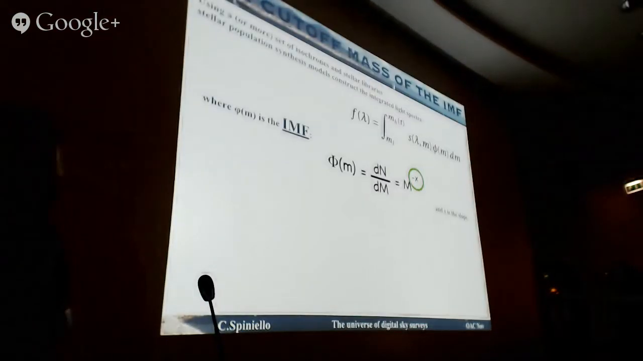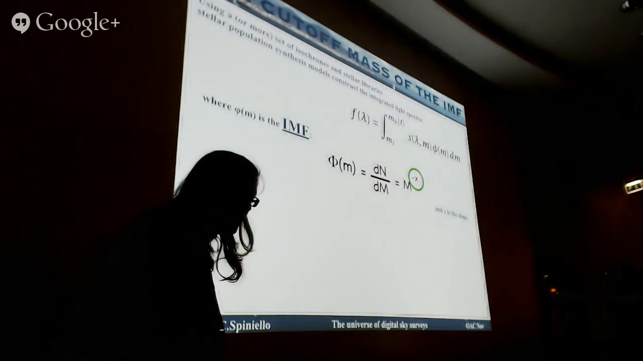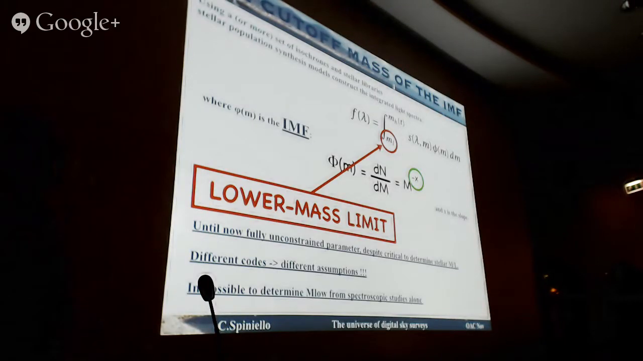So I told you that by using a set of isochrones and a set of parameter stellar libraries, for instance, stellar population people are building up the integrated light spectra with this equation, where the phi is the IMF, and so far I've been telling you the story about the IMF slope, but there's another, even more important parameter, which is indeed the lower mass limit cutoff. The higher mass limit cutoff is a function of the age of the population, whereas the lower mass limit has always been assumed to be universal.